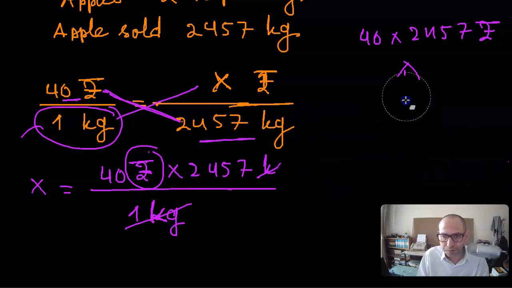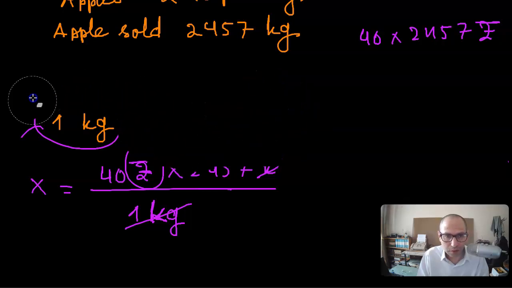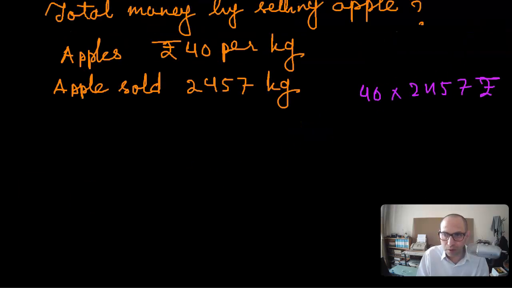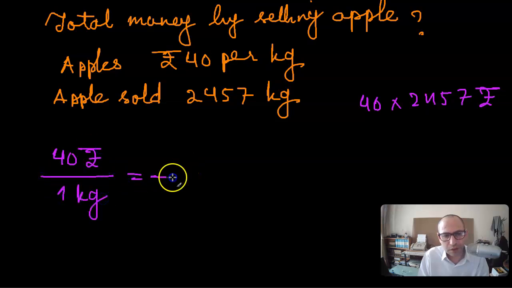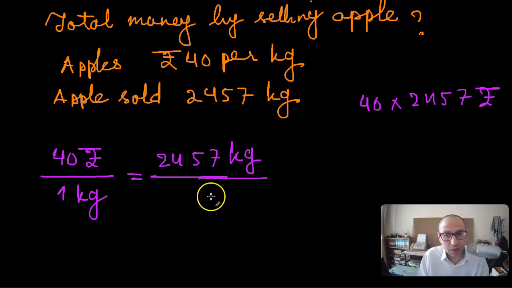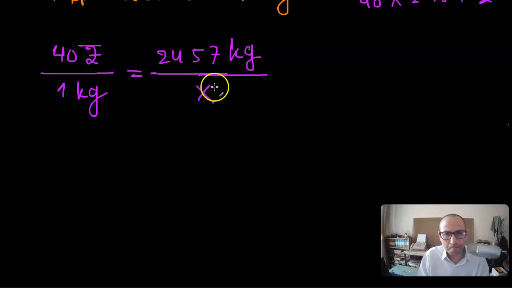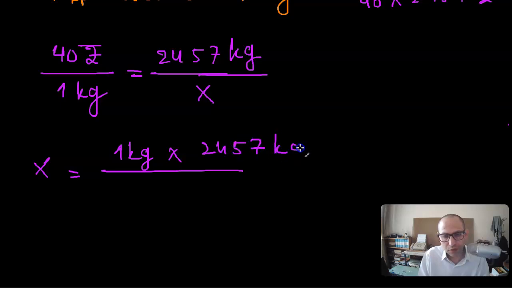Whereas now suppose that I do things wrong, meaning that I'm not careful about what I'm doing and I set up the proportion this way. So the apples are 40 rupees per kilo. So that's 40 rupees per 1 kilo is the same thing as, now I'm going to write 2,457 kilo in the numerator, which is actually supposed to be written in the denominator, and then put the x over here. Now if I do my calculation, x would be the same thing as, for example, let's multiply these two together in the numerator. So that's 1 kilo times 2,457 kilo over 40 rupees, right?